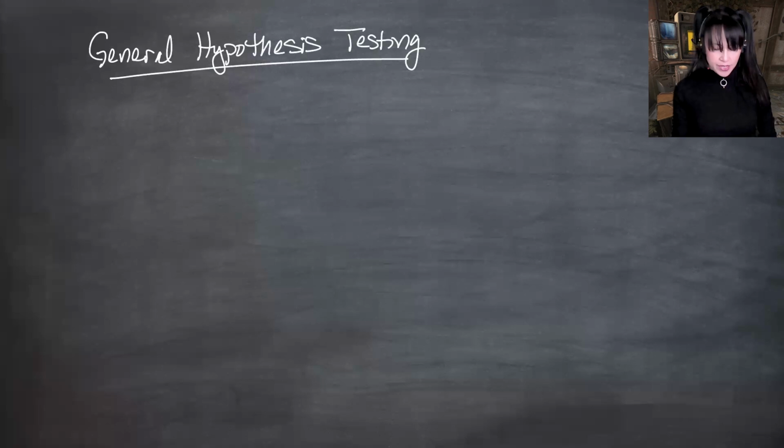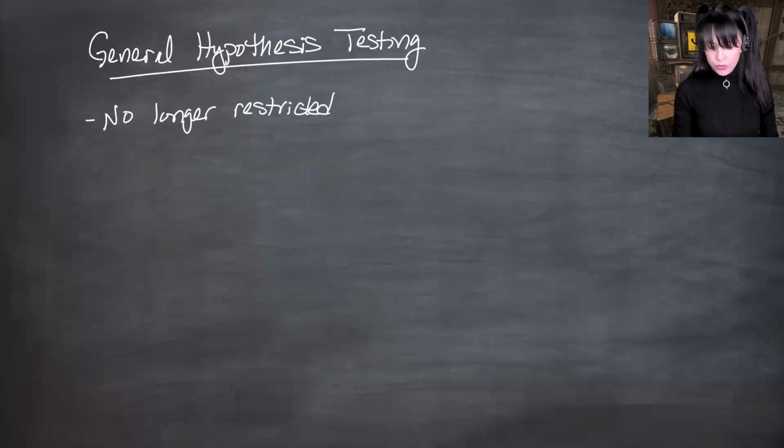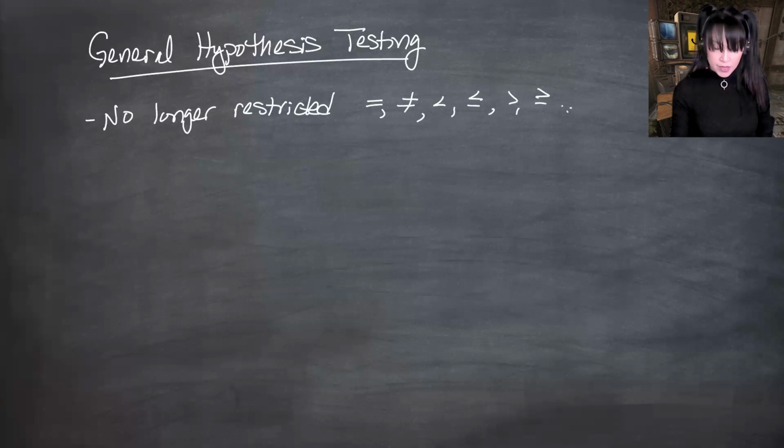So for general hypothesis testing, we're going to find that we're no longer restricted to hypotheses with things like equals, not equals, less than or equal to, greater than or equal to. And really, I started to put a dot, but this is all we've done so far. It's all we can handle.